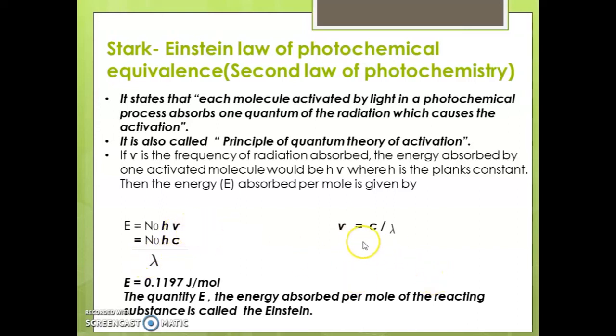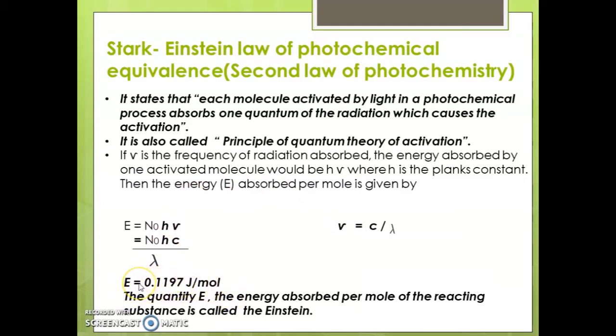Here nu is equal to c by lambda, where c is the velocity of light and lambda is the wavelength. So E is equal to N0 h nu. Substituting nu is equal to c by lambda in this equation, we have N0 h c by lambda. Next, we substitute N0, the Avogadro number, 6.022 into 10 raised to 23 mole inverse, h, Planck's constant, 6.626 into 10 raised to minus 34 joule second, and c, the velocity of light, 3 into 10 raised to 8 meter per second. Substituting these values in this equation, we get E is equal to 0.1197 joule per mole.